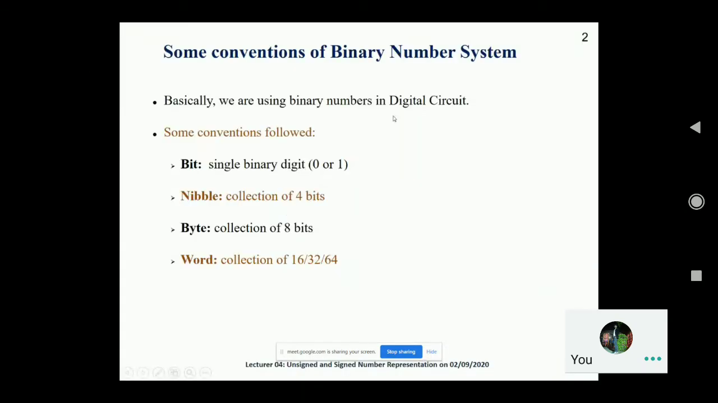Okay, so what happened? Here we are using some particular sign and unsigned. Before we discuss signed and unsigned, you have to know some particular conventions which we use in the numbering system. Some conventions we have to follow.